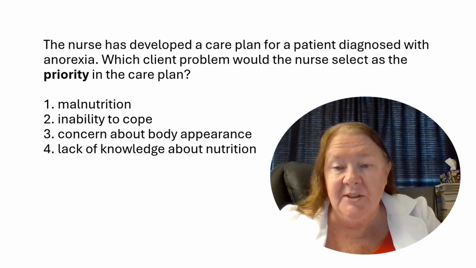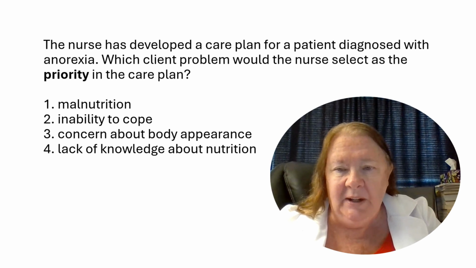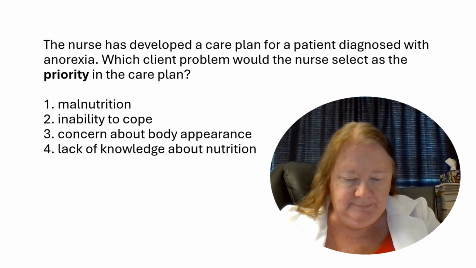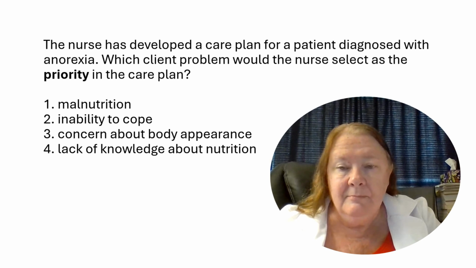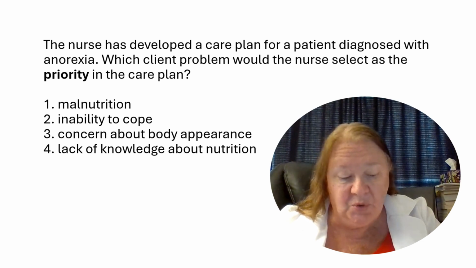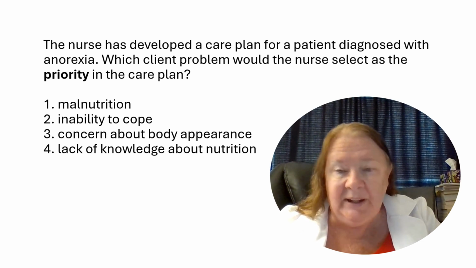Okay, and I'll give you a second to think about this, and then we'll come back with the answer and the rationales why the other answer choices are not correct. Okay, so let's come back to this one. The question is asking the nurse has developed a plan of care for the client diagnosed with anorexia nervosa. So you're going to pick out which one of these answer choices is the priority in the plan of care.